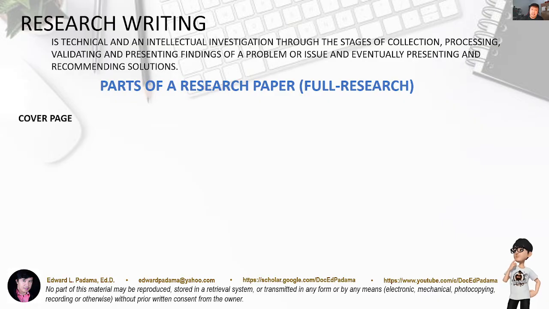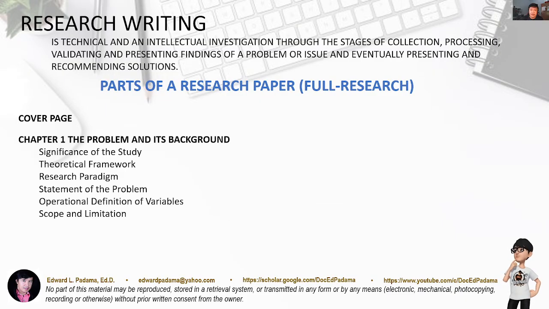Okay, so what are these parts of your research? Again, these are already technical and part of the format of research writing. So you have to take note of the following. The first one is the cover page. And then after that, you have chapter 1 with its corresponding contents. The title of chapter 1 is the problem and its background. And then under chapter 1, you have the following parts from significance of the study up to scope and limitation.